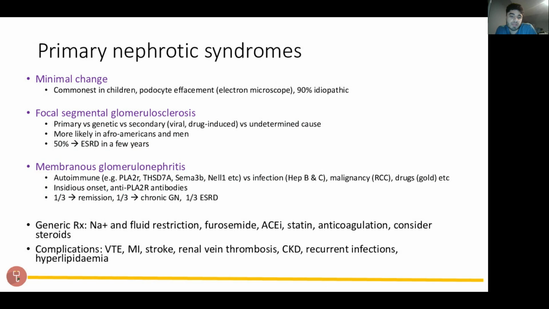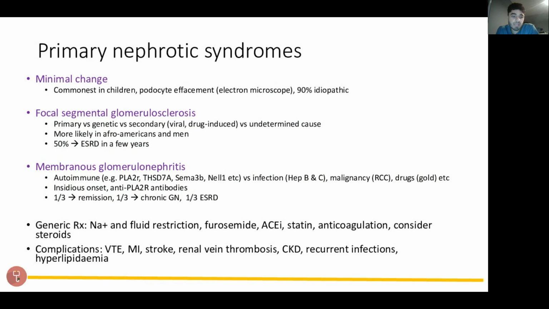It can also be caused by infection, malignancy, especially renal cell carcinoma, and drugs like gold as well. It often has an insidious onset, and you can remember the prognosis in terms of thirds. One third go into remission, one third develop chronic glomerulonephritis, and one third develop end-stage renal disease.